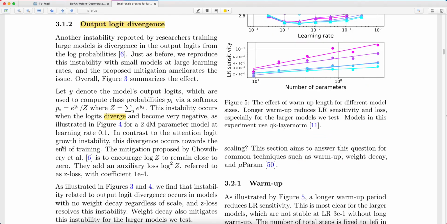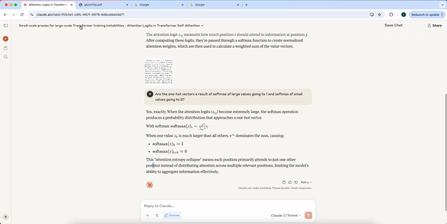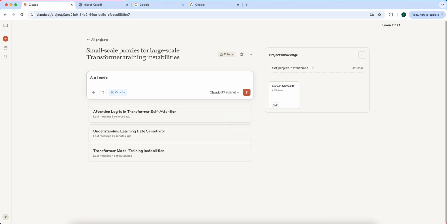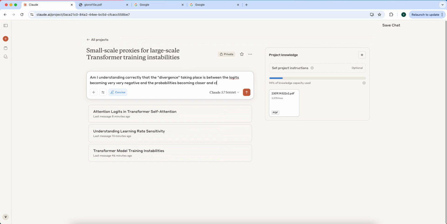We're going to ask Claude. Am I understanding correctly that the divergence taking place is between the logits becoming very, very negative and the probabilities becoming closer and closer to 0?